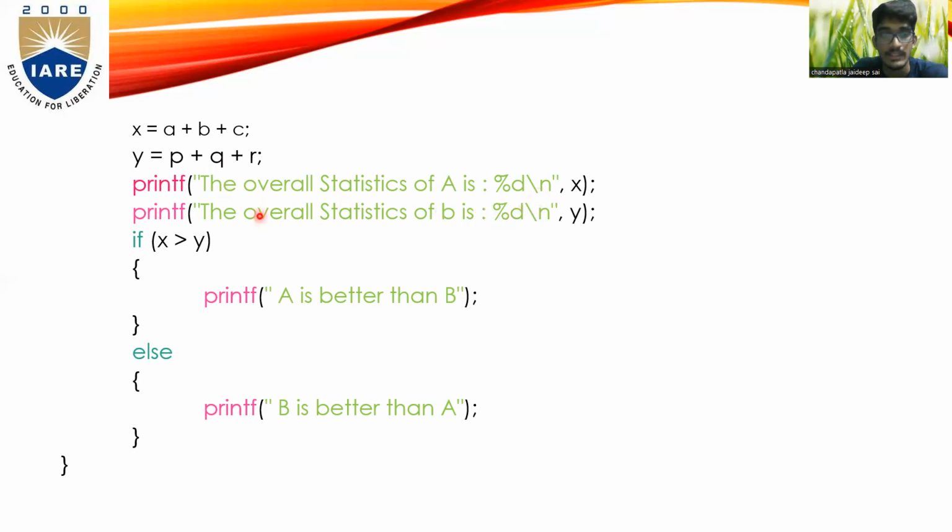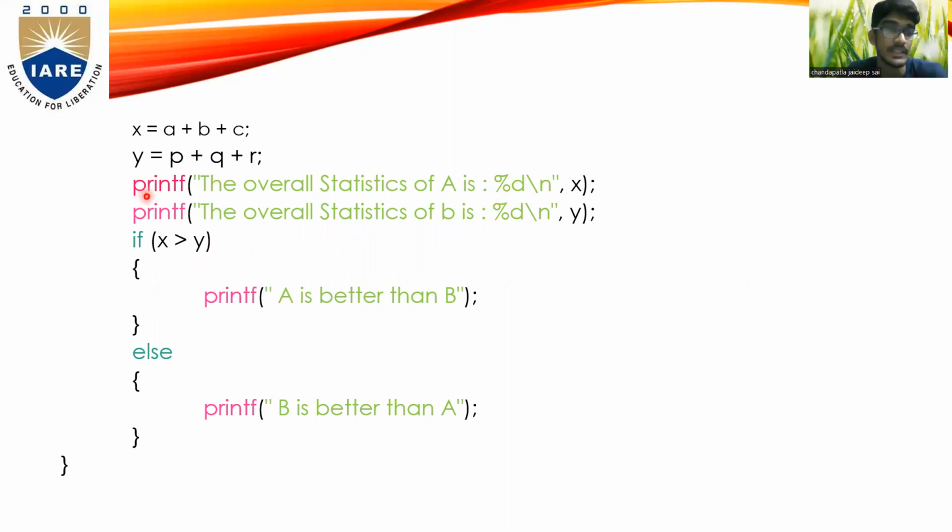So now in the next line, the overall statistics of b is percentage d backslash n. We have used backslash n again, so that the next printed statements should not be printed in the same line of this statement. So after backslash n, we have used the comma y. In the place of percentage d, the value of y will be printed as the overall statistics of b.